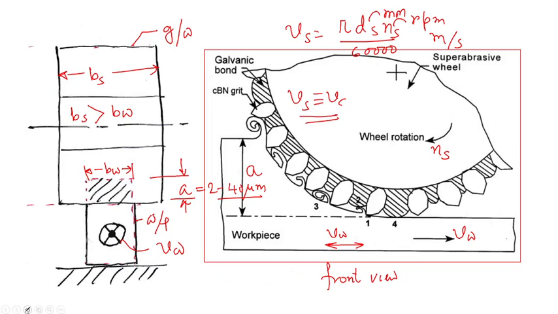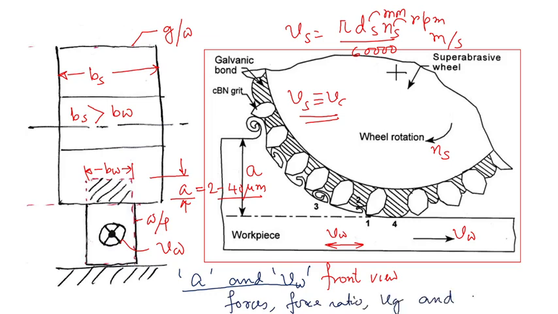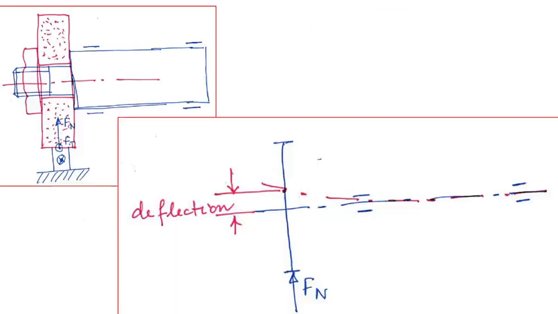And what are we going to do today? We are going to study the effect of two parameters. One is down feed, another one is work speed, their effect on a lot of things. What are those? Forces, force ratio, specific grinding energy, and grinding temperature. Grinding temperature we will not be measuring. Numerically we will be estimating using analytical models. Now, first objective is grinding cycle. What do you mean by grinding cycle? So that let us understand.